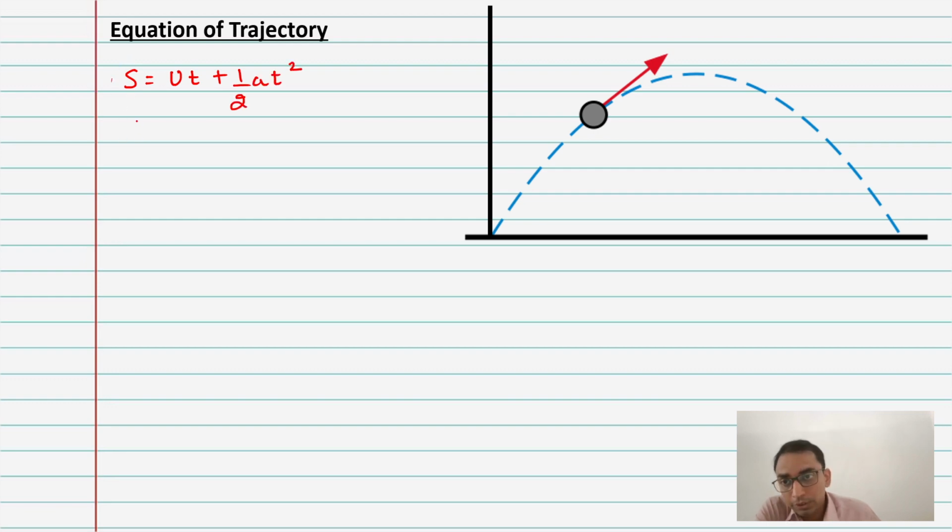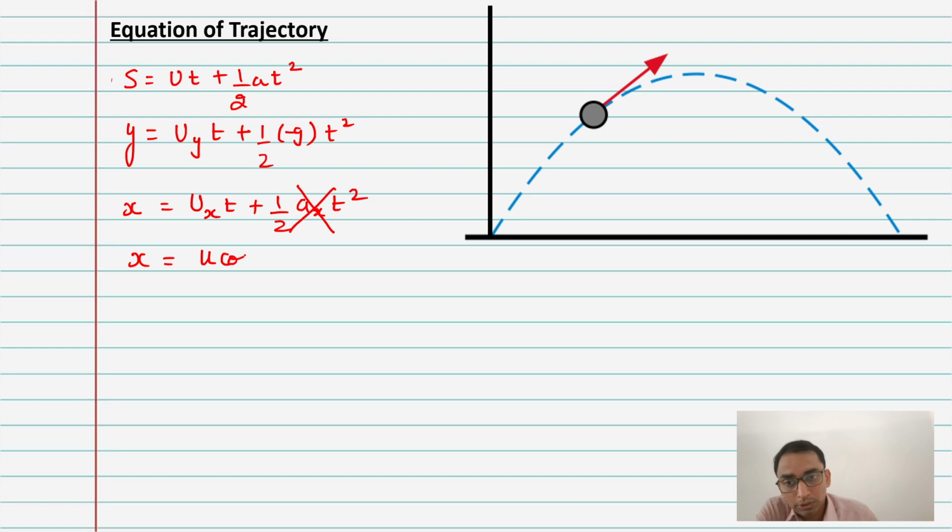And if I write this equation in terms of y, then y is equal to uy t plus half minus g t square. And then x is equal to ux t plus half ax t square. So we do know that ax is 0, so this is going to get cancelled. So x is equal to ux, which is u cos theta, because we do know that this is initial velocity u, this is theta, so this is ux. That is equal to u cos theta times t. Correct. So this value of t I am going to say as x upon u cos theta.